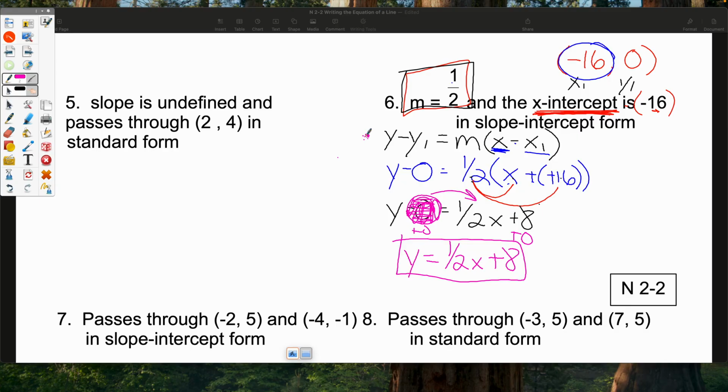Why do we call it point slope form? Because it has a point on the line and a slope. What's the difference between slope intercept and point slope? Slope intercept has your y-intercept and your slope. We use mx plus b for slope intercept, and y minus y1 equals m times x minus x1.